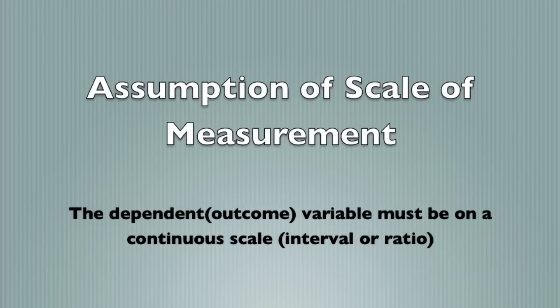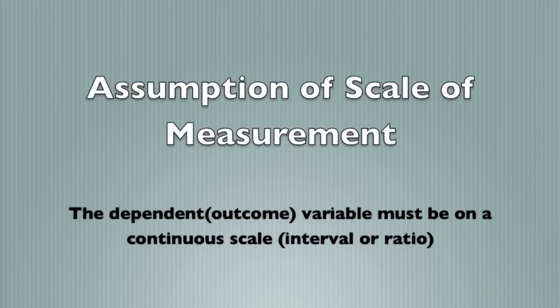The second assumption for all these analyses is the assumption of scale of measurement. Now, all that this assumption is saying is that your outcome variable has to be on a continuous scale. That is either interval or ratio. The outcome variable cannot be nominal or ordinal. So it has to be on an interval or ratio scale. If it is on a nominal or ordinal scale, that means that you just have to choose a different type of analysis. These analyses are not the appropriate ones.